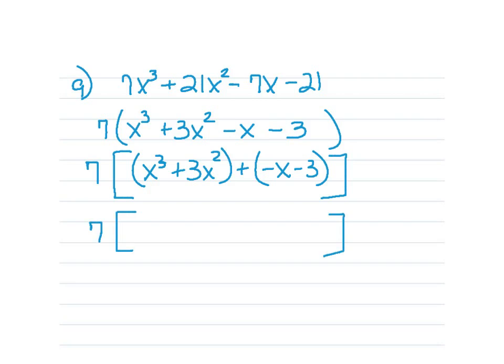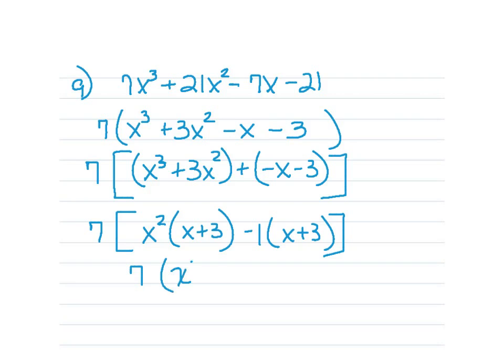The first 2 terms have an x squared in common, x plus 3. The last 2 terms have a negative 1 in common, x plus 3, and there you see our GCF is going to work. Our grouping is going to work here. So we have 7, don't leave the 7 behind, times x squared minus 1 times x plus 3.